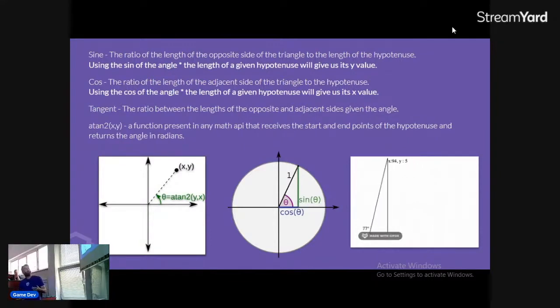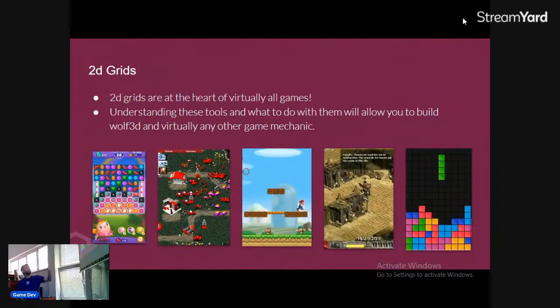Now, just how useful are they? Before I go on to that, the last part is 2D grids. If you want to create any game at all, you need to understand the basic concept of 2D grids. It doesn't matter if you're playing a 3D game on your PlayStation, or if you're running Mario or Candy Crush, at the end of the day, behind the engine, it's always working with grids in some way or another. Candy Crush, strategy games, Mario, Diablo or Tetris, they all work with grids under the scenes.